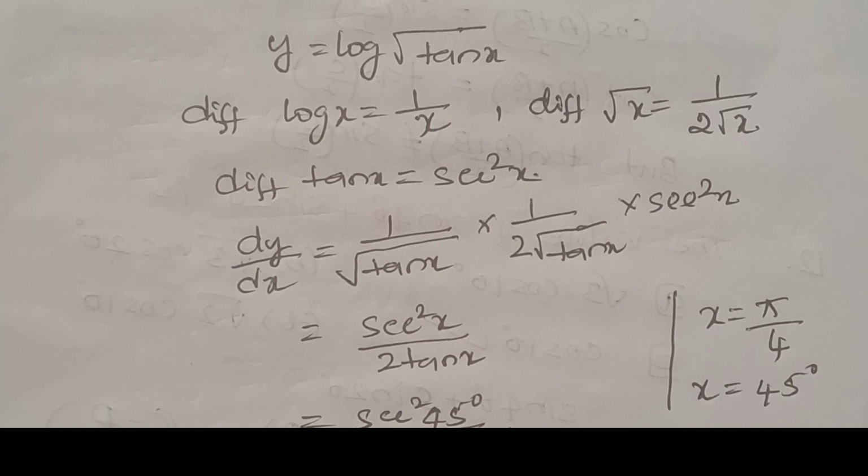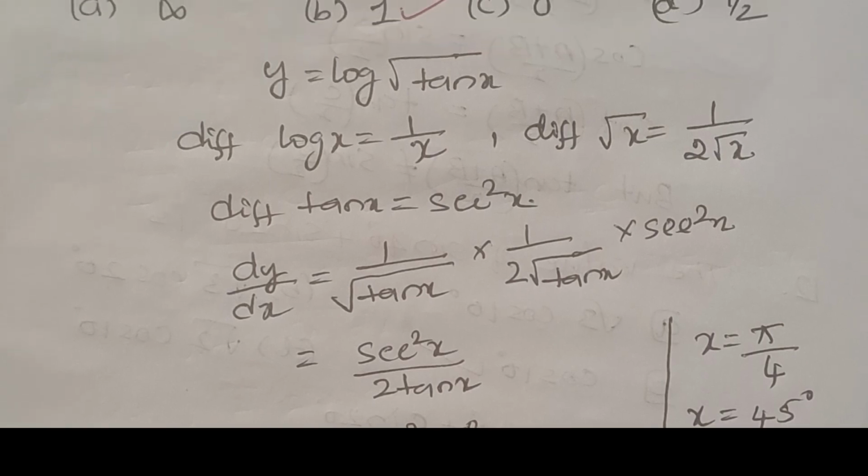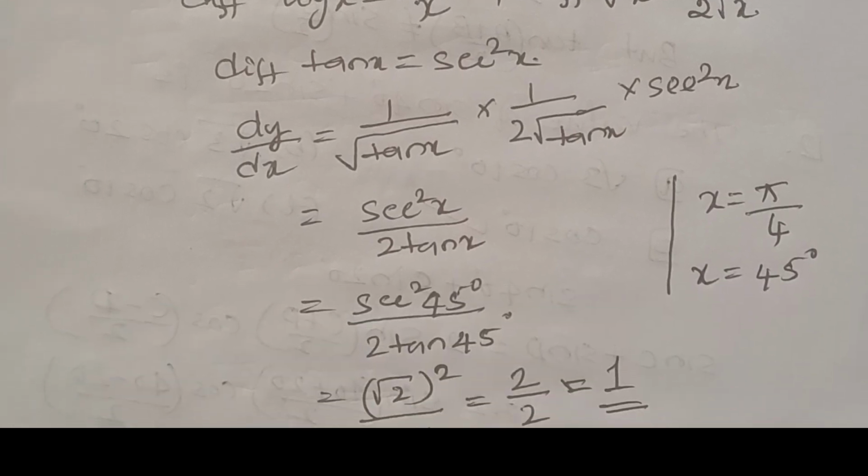So the same term: log x gives 1 by root of tan x. Again we have differentiated root x, so 1 by 2 root x, and again this tan x we have differentiated, so secant square x. Understood? Same way secant square will come, tan x into 2 tan x, the root cancels. So you will get secant square x divided by 2 tan x.